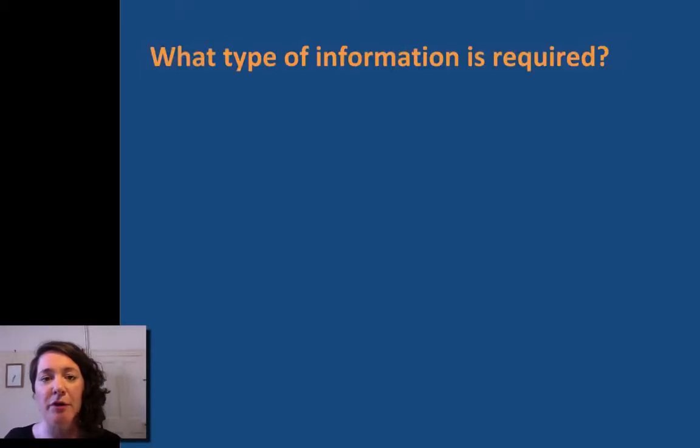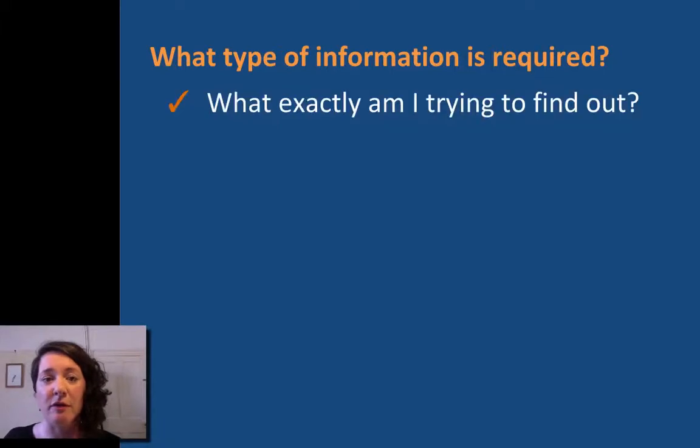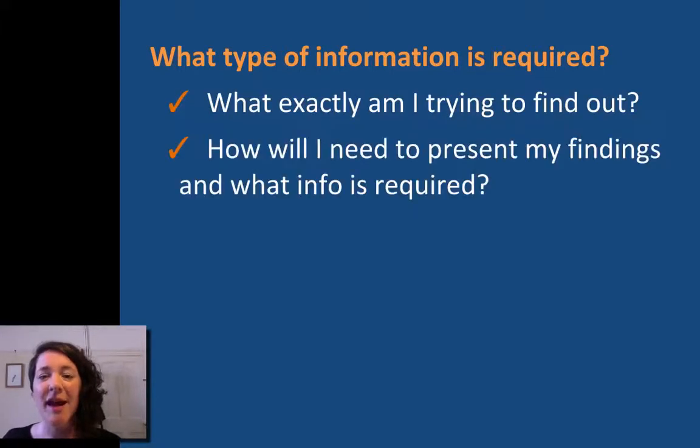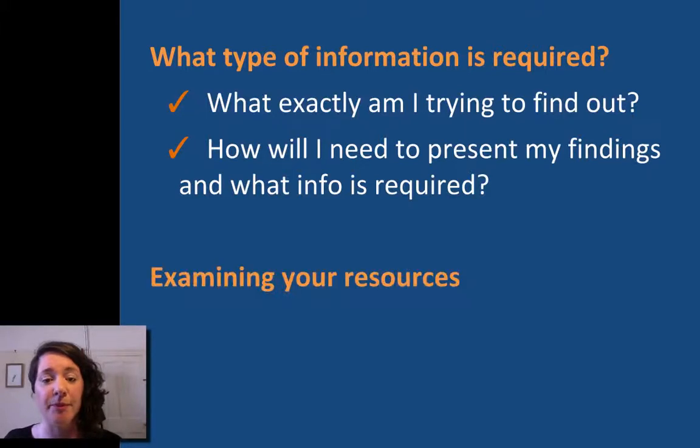When you're starting out on your research project, before you even work out what methods or methodology you might use, you need to ask what type of information is required. You can do this by asking yourself two questions. What exactly am I trying to find out? And how will I need to present my findings? What information is required to present them in those particular ways?